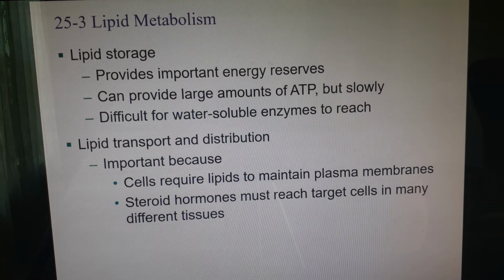And we actually tend to save these because it's difficult for water-soluble enzymes to get there. And your body will very easily make adipose tissue and fill it up. Your body's not so keen on breaking it down.